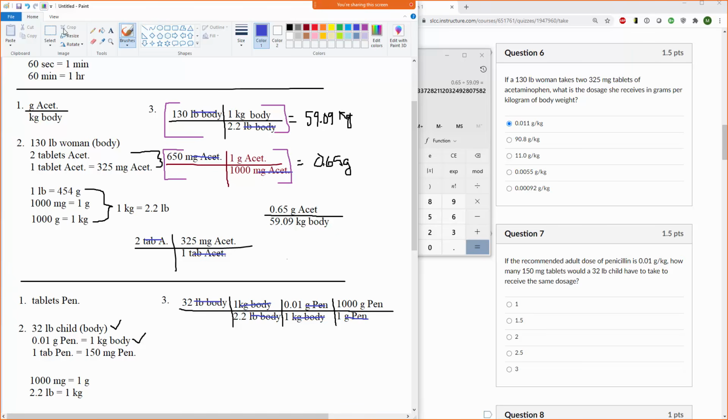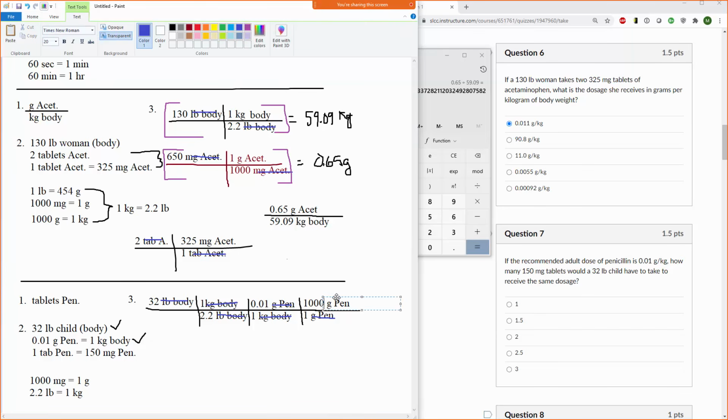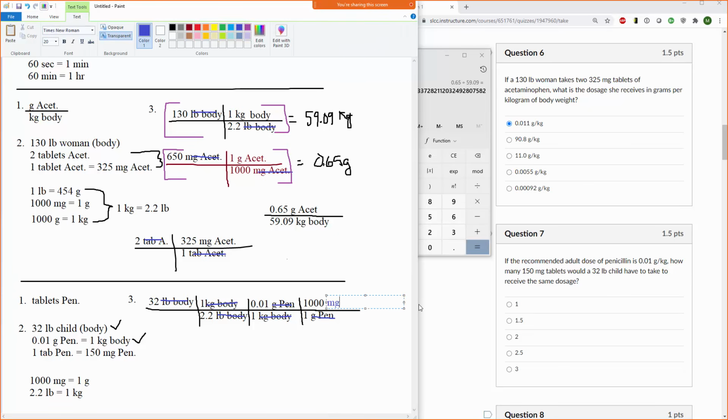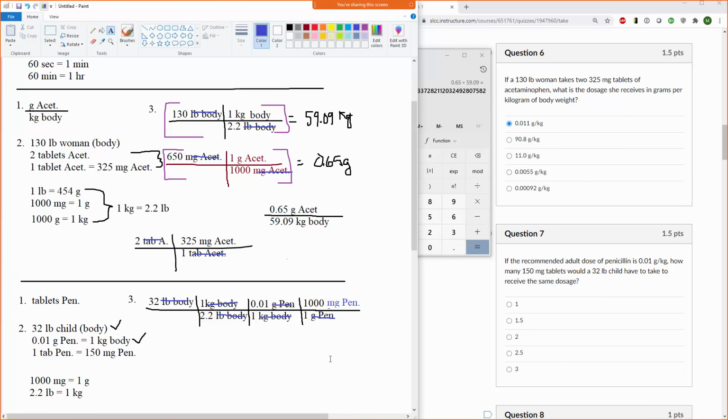And what next? Oh my goodness, you're correct. Should be a little M there. No, oh geez. Should be milligrams of penicillin there. Oh, just delete that. Thank you for catching that, Sarah. Okay, so now we've got milligrams of penicillin on top.